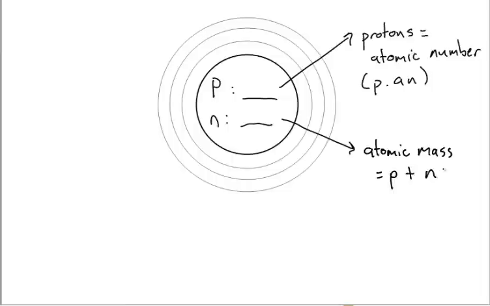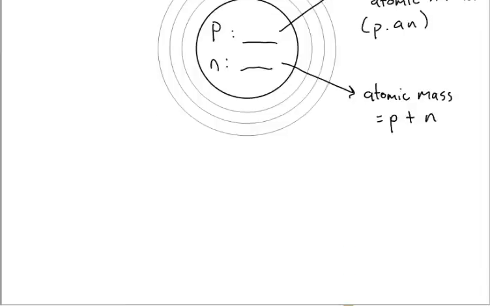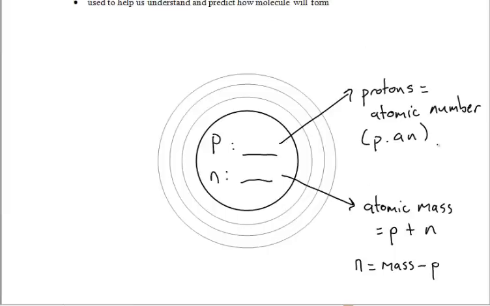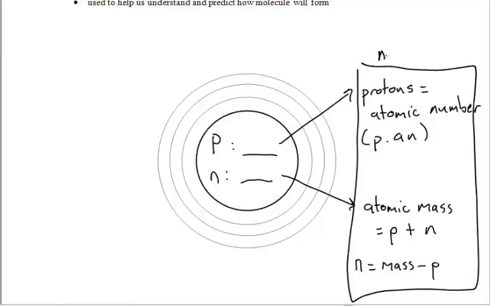Now, we don't actually add in electrons because they're so tiny compared to the two, they really aren't a significant portion of the mass. So if we want to know neutrons, we've got to do a simple little bit of algebra and rearrange this equation so that neutrons equals mass minus protons, or protons are also the atomic number. Then we can figure it out. Then this is all happening here in the nucleus.